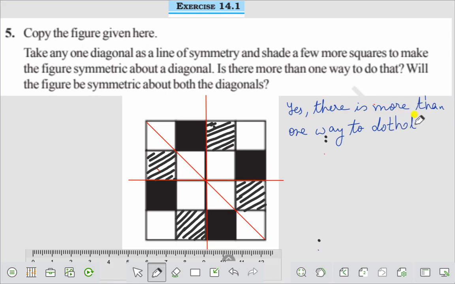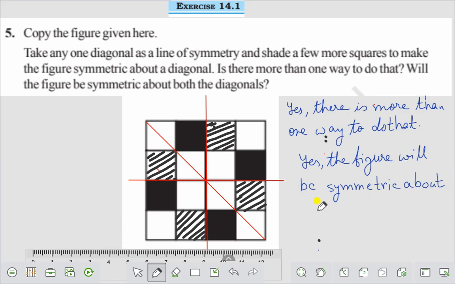The next question is, will the figure be symmetric about both the diagonals? If we draw a diagonal here, yes, the figure will be symmetric about both the diagonals.